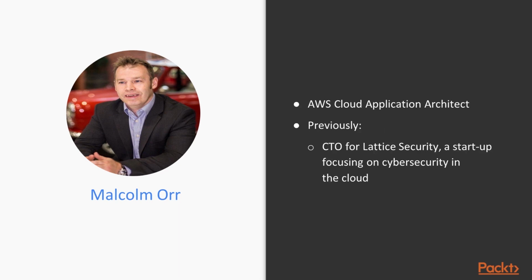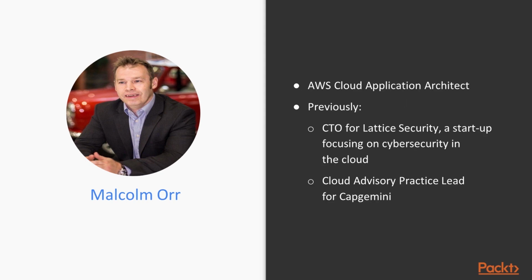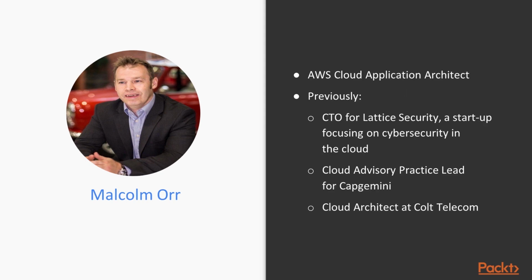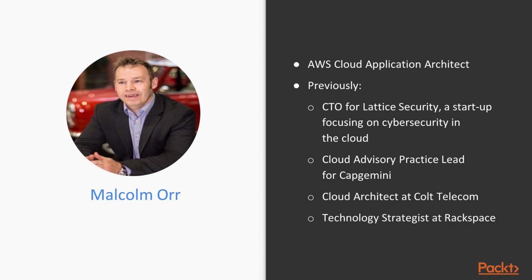My name is Malcolm Moore. I'm currently a cloud application architect at Amazon, working in the telco space. I've had a lot of experience building and running applications. I ran a startup, Lattice Security, as a CTO. I've worked at Capgemini leading the cloud advisory practice, and also as a cloud architect for telecoms companies like Colt Telecom and various customers with Rackspace.